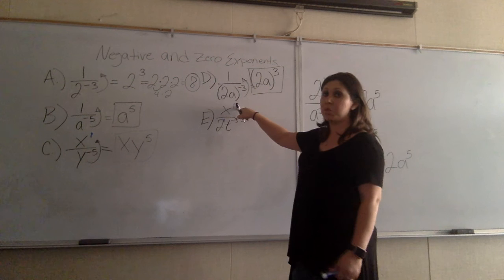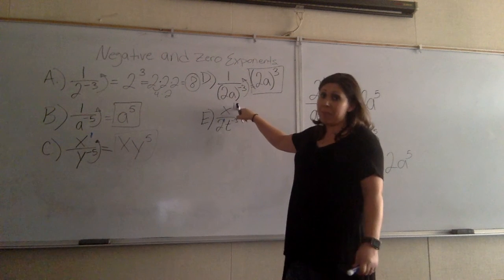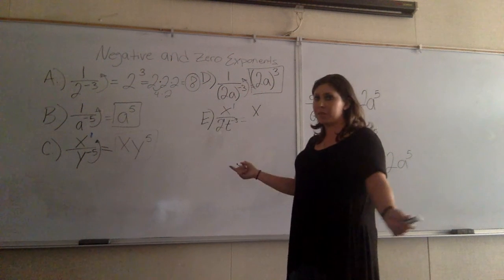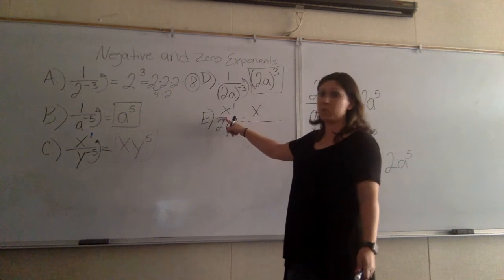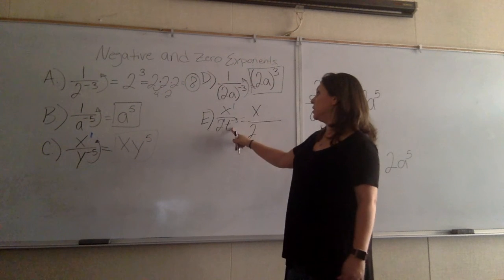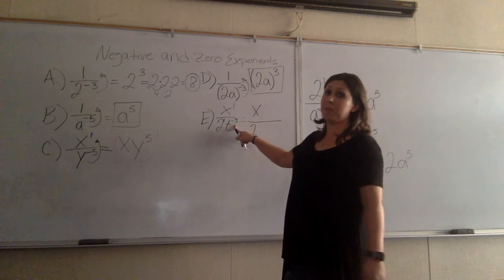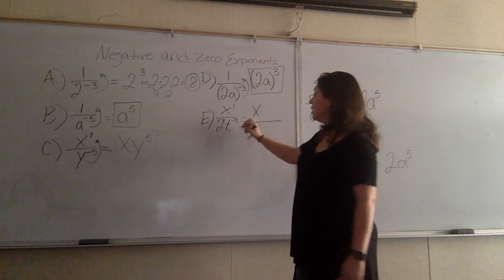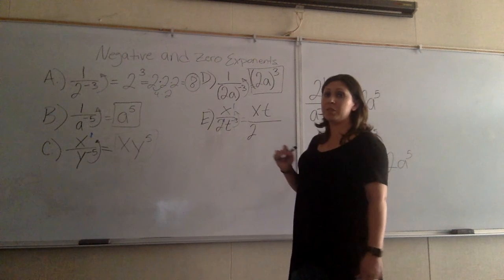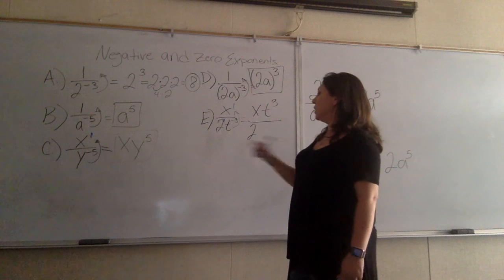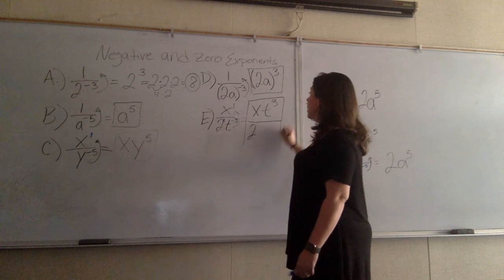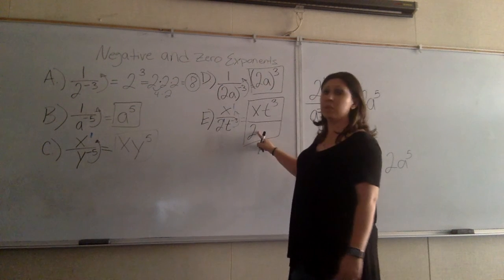X to the positive 1, it's positive. It's happy. It doesn't need to move, so I'm going to leave it there. 2 to the 1, that's also happy. So I'm going to put my fraction sign, which is right there, and leave my 2 on the bottom. It doesn't care about moving. I look at my t to the negative 3. Okay, now this is the baby. It's not happy being down here, so I need to move that guy up to the top, next to my x. So I move the t up on the top, and I put the 3. The 3 now becomes a positive because it did move. So my answer would be x t to the 3rd over 2.